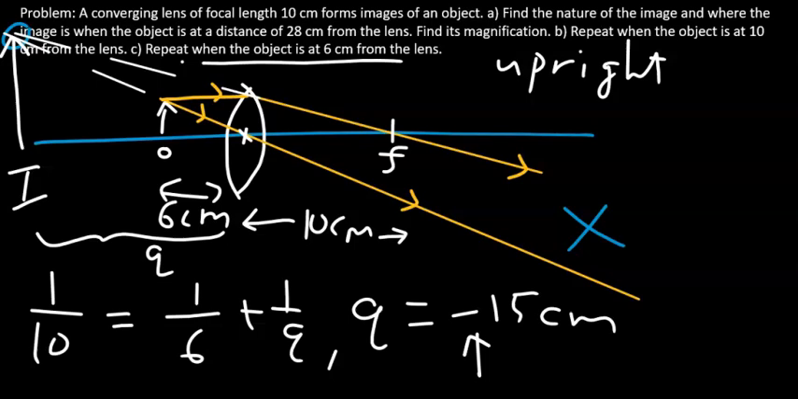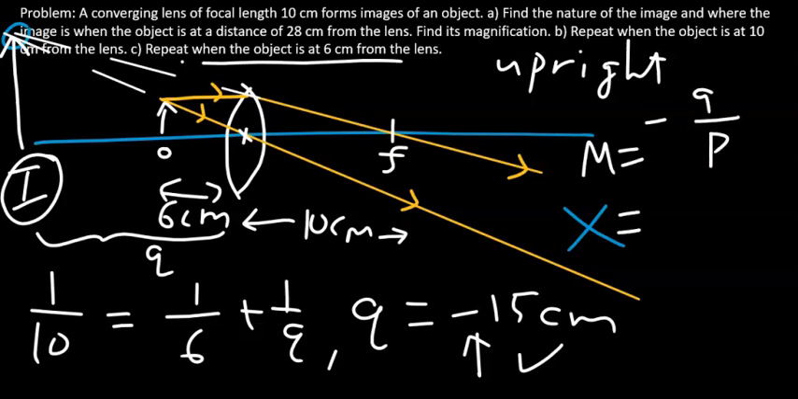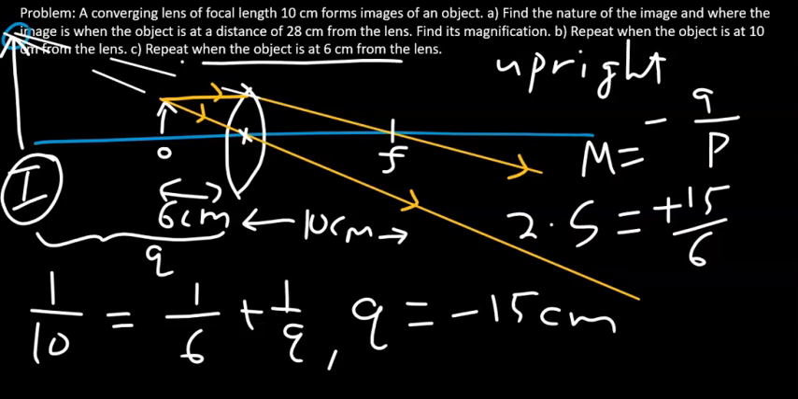The minus sign agrees with the fact that the image is at the incoming side of the surface and not the outgoing side of the surface. Now what about the magnification? The magnification is minus q over p, so minus minus 15 is plus 15, and p is 6. And you get 2.5 for the magnification. Another property of that image is that it is a virtual image, because the position of the image is determined from extrapolation and there is no light passing through it.